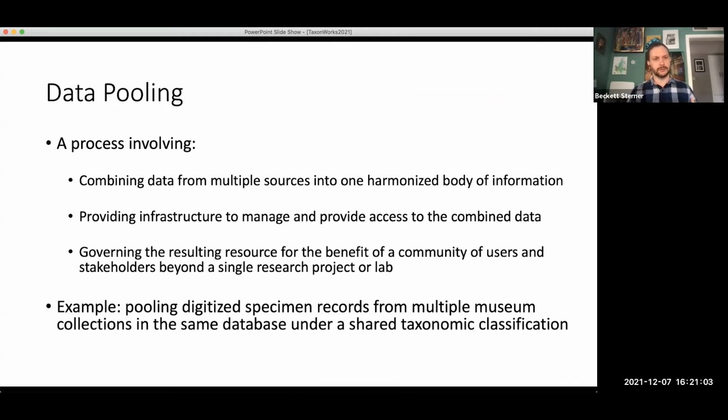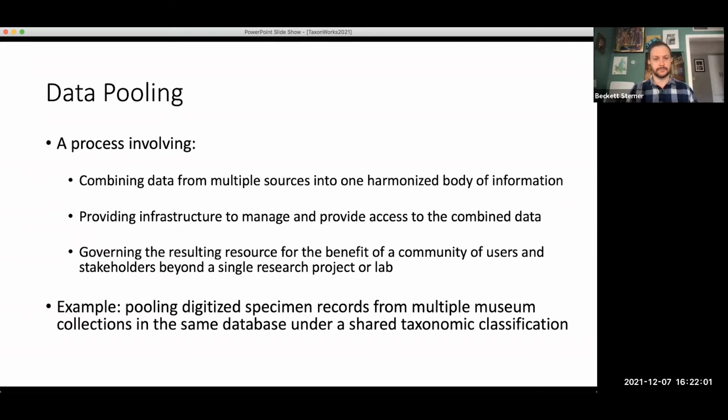And I want to introduce a concept here, which is maybe vaguely familiar, but as philosophers, we pay attention to these concepts and exactly how they get defined. And so a lot of times I think we overlook the importance of data pooling, right? We'll talk about curation or aggregation or integration, but I really want to highlight how pooling is the making of a shared resource and not just putting data in one place, but harmonizing it into a coherent and fit for use body of information. And also in making it available, providing infrastructure, right, to manage and support access to that harmonized information. And then not just holding it for ourselves or for a particular lab, but really governing that pooled data resource for the benefit of a broader community of users and stakeholders. So data pooling is all of these three things, right, as a process.